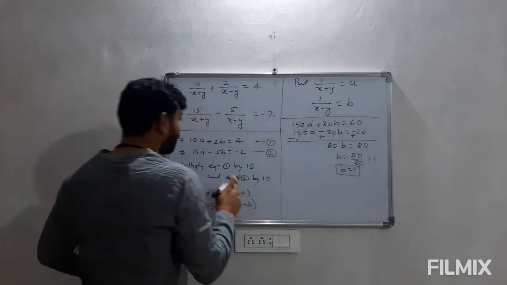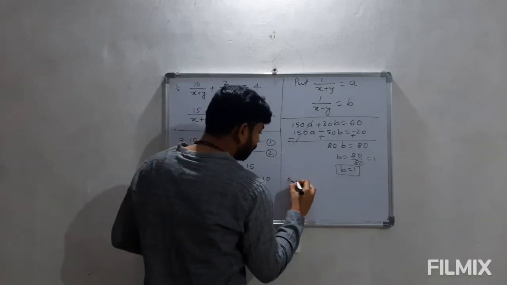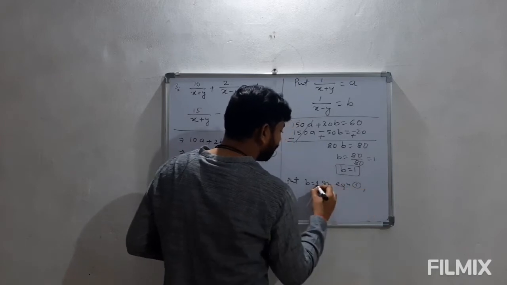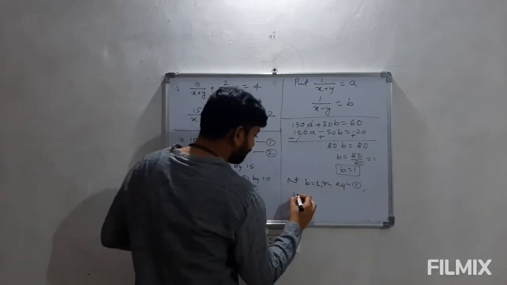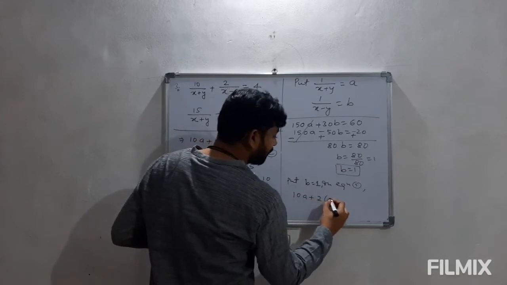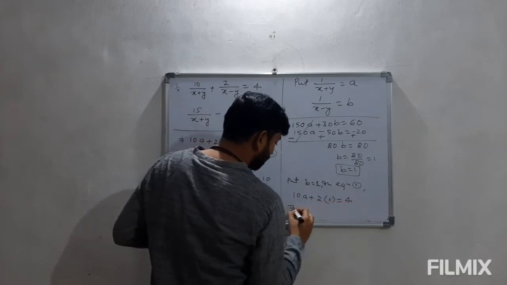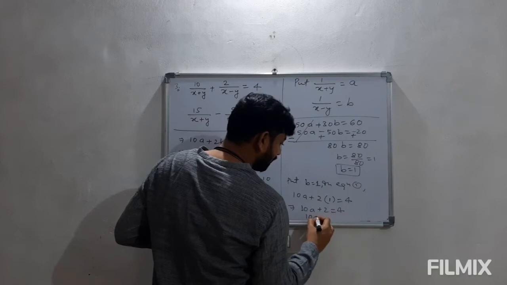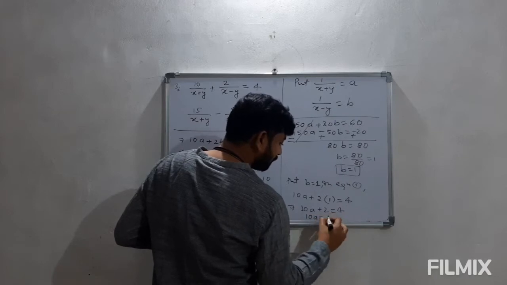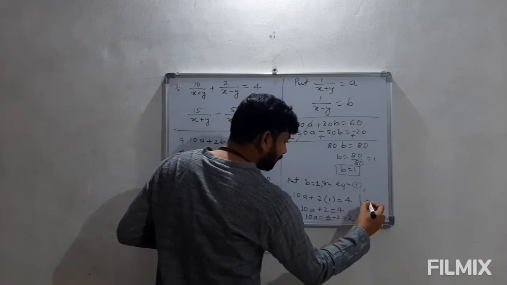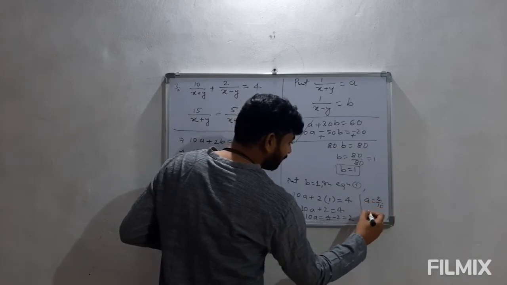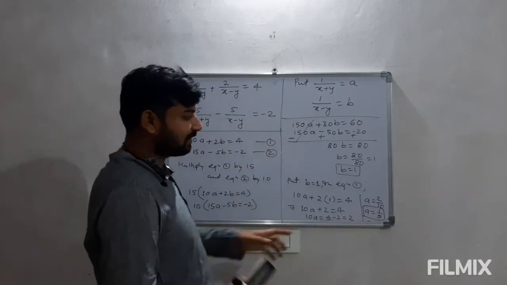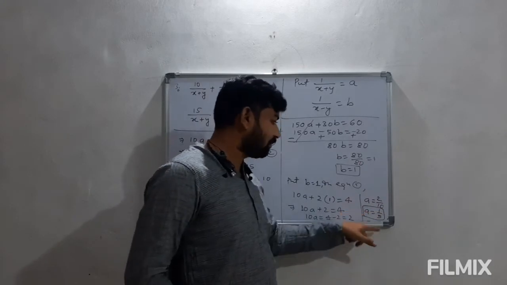Now we can substitute this value in either of 1 and 2. Suppose we put b is equal to 1 in equation 1. If we put the value of b as 1 in equation 1, what will come: 10a plus 2b, meaning 2 into 1, is equal to 4. So 10a plus 2 is equal to 4. So 10a is equal to 4 minus 2, that is 2. So from here we are getting a is equal to 2 by 10, which is nothing but 1 upon 5.